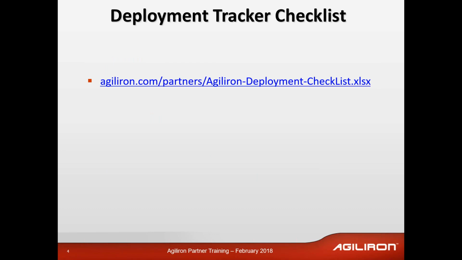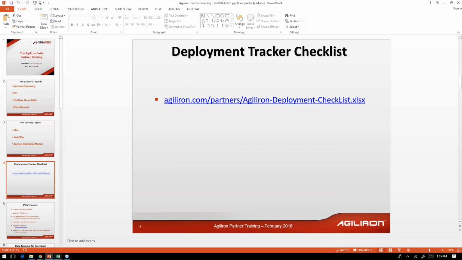So starting with the deployment, the customer onboarding piece, this is the link to the checklist. For those who might have missed the call yesterday, we'll be sharing a recording of all the sessions along with the slides once we finish the last session on Friday. So you don't need to save these links; the files will be coming to you. But the link is pretty simple: it's agiliron.com, partners, and then the Excel spreadsheet. So let me go ahead and bring up that spreadsheet.